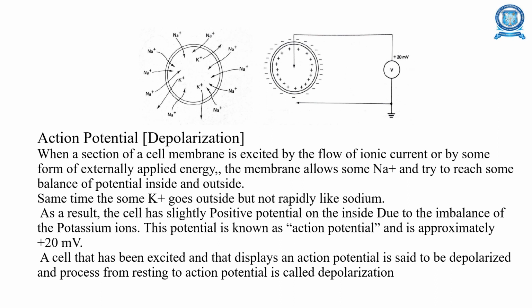This is the action potential, that is depolarization. When a section of a cell membrane is excited by the flow of ionic current, the membrane allows some sodium to enter and tries to reach some balance of potential inside and outside. At the same time, potassium goes outside, but not as rapidly as sodium. As a result, the cell has a slightly positive potential inside. Due to this imbalance of ions, this positive potential is known as the action potential, approximately plus 20 millivolts.